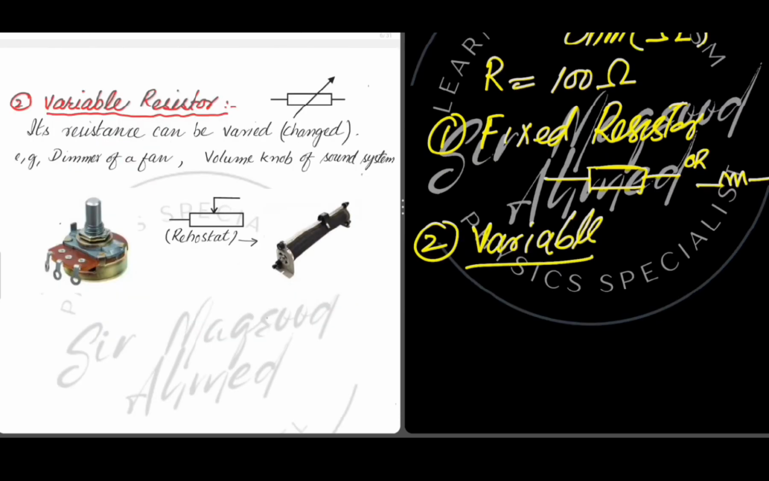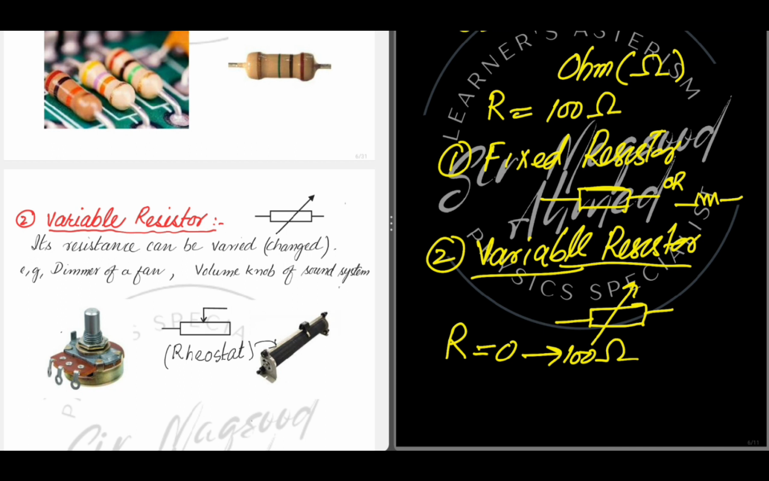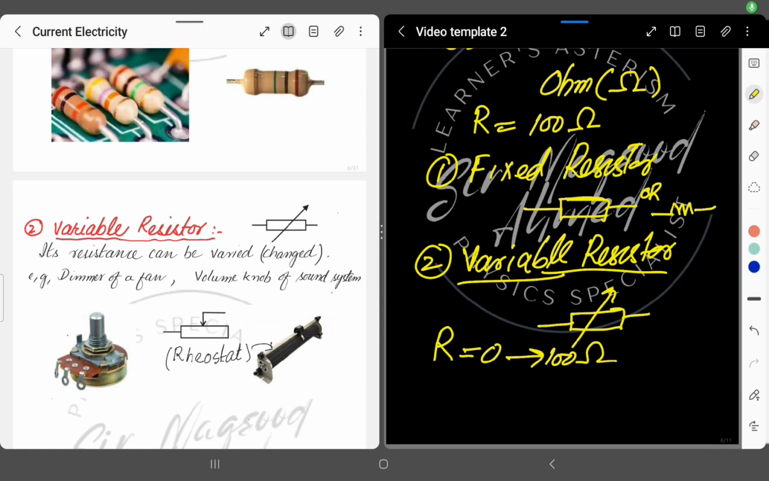The second type of resistor is the variable resistor. Its symbol is as shown. The resistor whose resistance can be changed or varied is called a variable resistor. So every variable resistor has some range of resistance. Its value has some range. The variable resistor's resistance can be from 0 ohm to 100 ohm or maybe any other value.